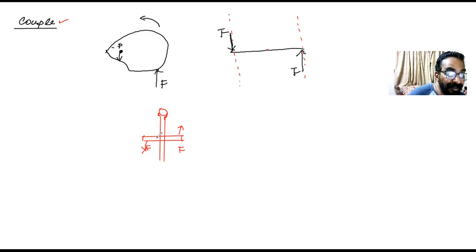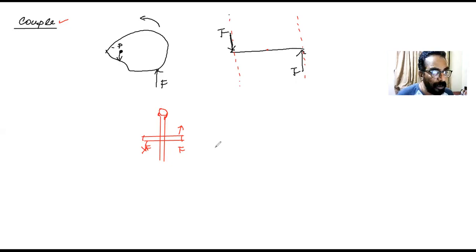So this we call a wrench. Got it? So you can see two equal and opposite forces, and the lines of action are parallel. It will bring out a turning effect on the nut. Got it? So this nut can be tightened or loosened with the help of this wrench.